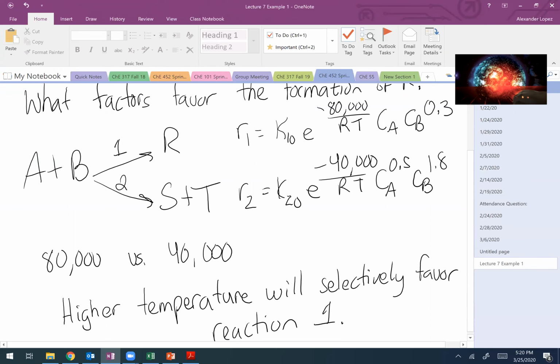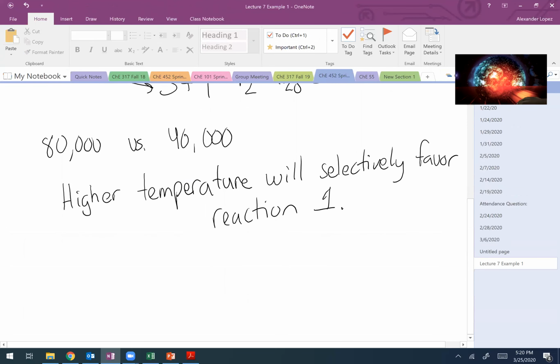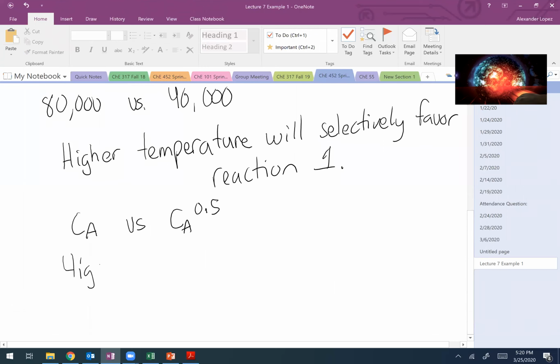All right, now the second thing that we can look at are the concentrations of Ca and Cb, based off of the order of the reaction in relation to those concentrations. So looking at the concentration of Ca, we have Ca first order times Ca to the half order, which tells me that a high Ca concentration will favor formation of R in reaction 1.